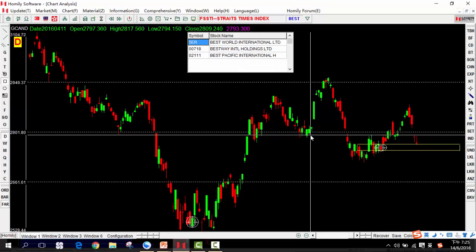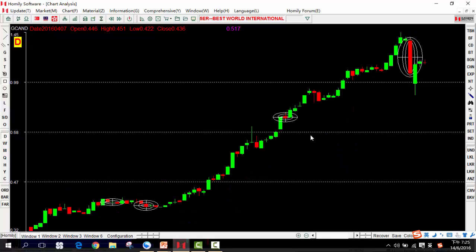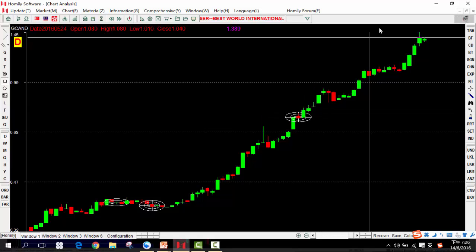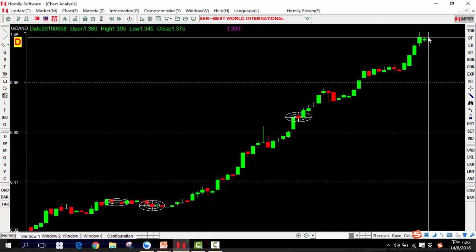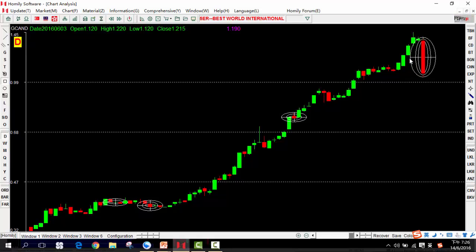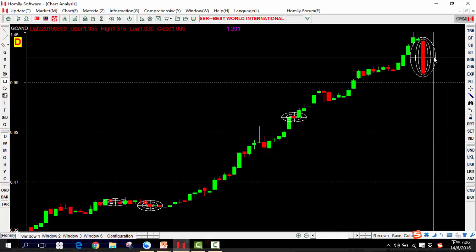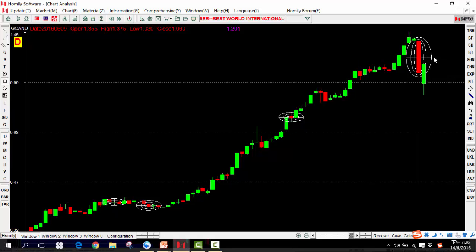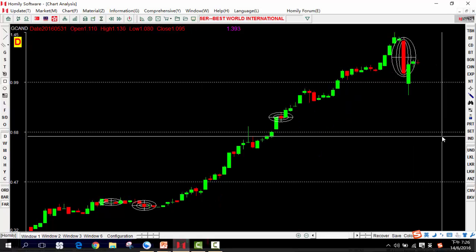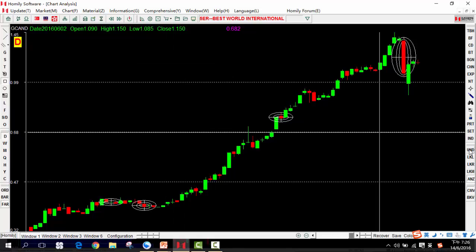This stock is called Best World. It's a strong stock, right? But we see here, the price went up sharply. Then we can see the next day, the time black hole appears. What does that mean? It tells us that this is the turning point. Whether the price can go up or not, we don't know, right? But we should pay more attention because this is the turning point.